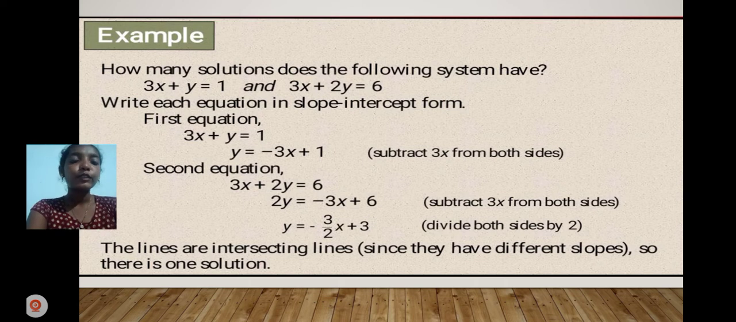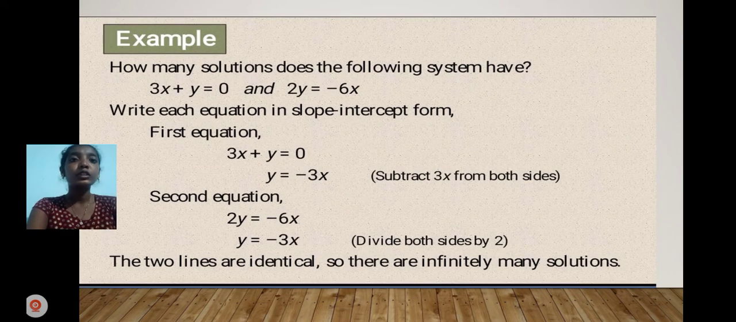And the second equation is 3x plus 2y is equal to 6. Now subtract 3x from both sides. We will get 2y is equal to minus 3x plus 6. Now divide both sides by 2. We will get y is equal to minus 3/2 x plus 3. Since these are intersecting lines with different slopes, there is one solution.